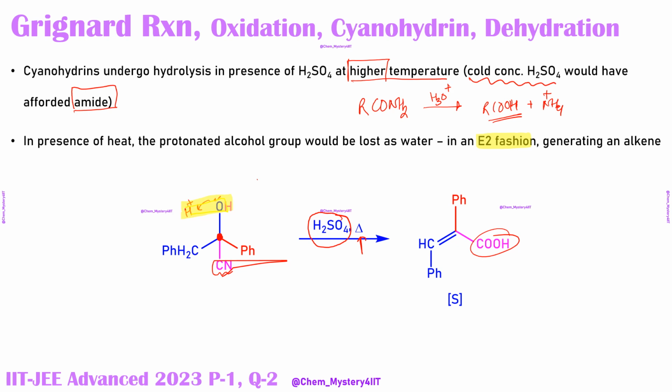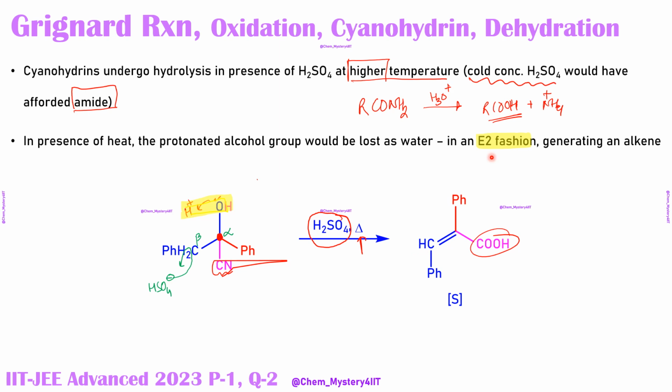There will be some HSO4 minus ion present in this reaction medium. This is the alpha carbon, this is the beta carbon. From the alpha carbon, the protonated alcohol OH2 will be leaving, and at the same time, from this beta carbon, the HSO4 minus ion will be pulling this acidic hydrogen, and we will be getting a double bond generated over here.